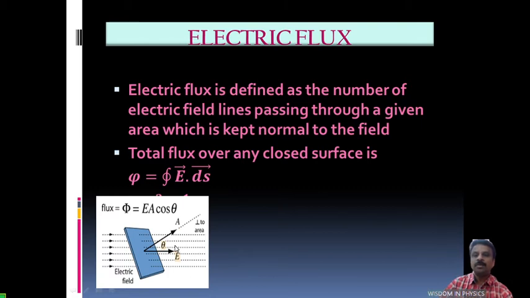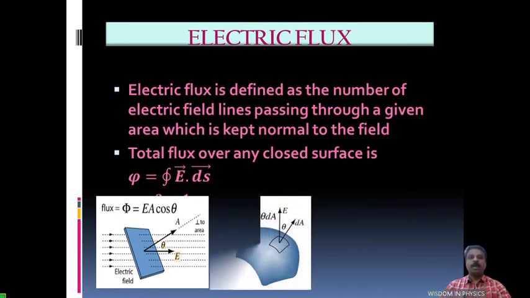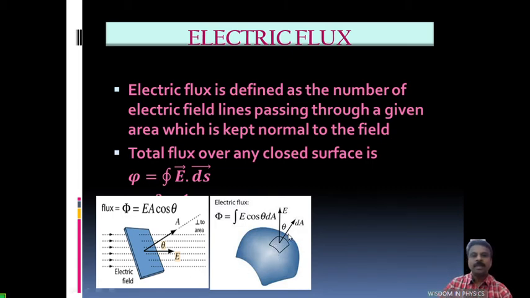Now if the area is perpendicular to this electric field, this theta becomes 0. So in that case cos 0 becomes 1, and you will get electric field into area, that will give you the flux. And now look at this. This is an arbitrary surface. In the arbitrary surface we have a small incremental surface which is nothing but dA. The electric field is in the upward direction, and it makes an angle theta. In this case you can write it as the integral, not over a closed surface, it is an arbitrary surface, of E cos theta into dA.